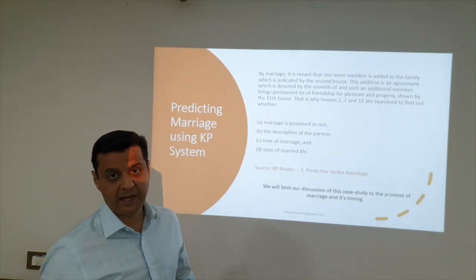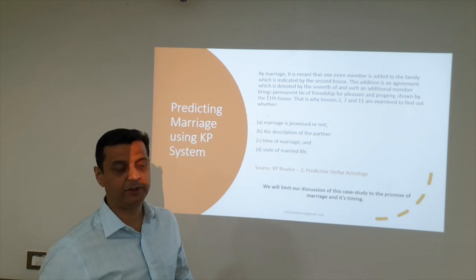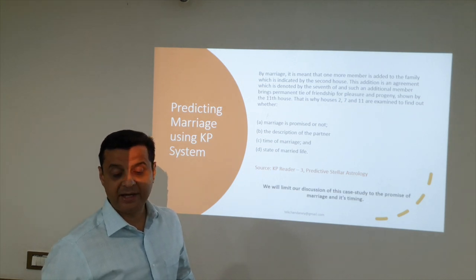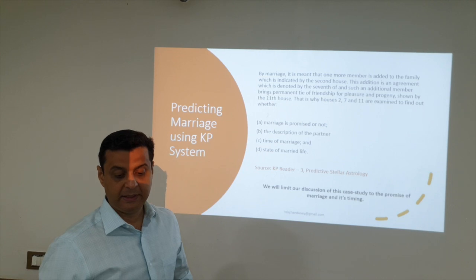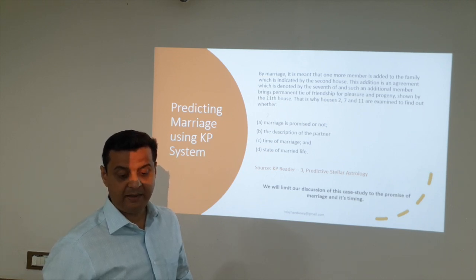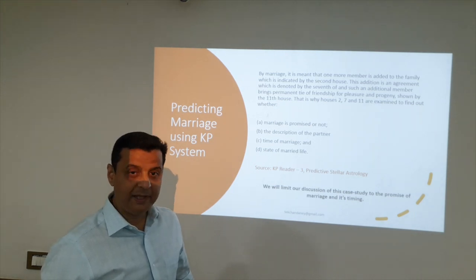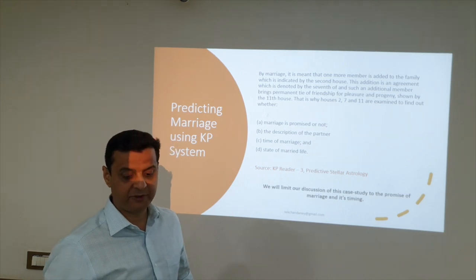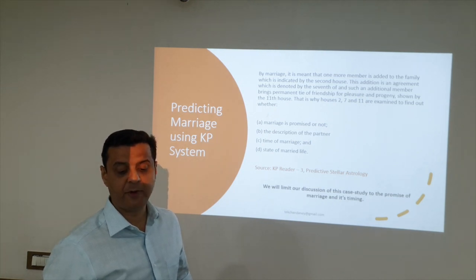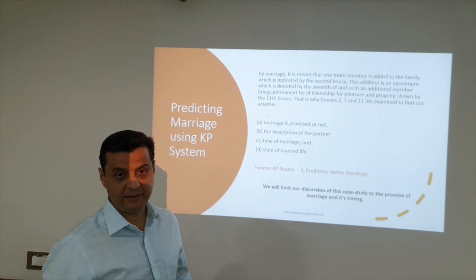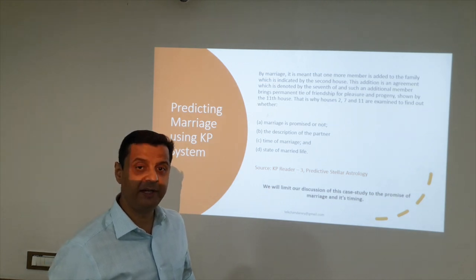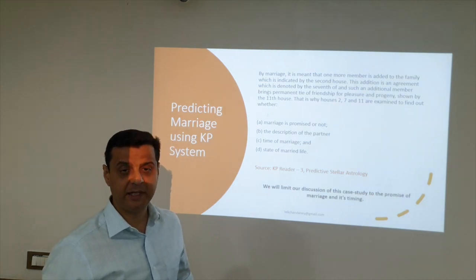And what does the output tell us? When you make a prediction, what do you really want to know? So the marriage, whether it is promised or not, the description of the partner, the time of the marriage, and the state of the marital life. Now, in this case, we will limit our discussion to whether there is a promise of marriage or not, and the timing of marriage. The text that you see here is borrowed from KP Reader 3, and that's a very good source. The KP readers are an extremely good source of learning KP astrology.